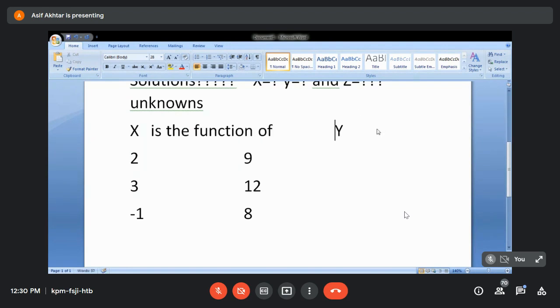I am repeating my point again. I have taken x and y. I am putting the value of x.